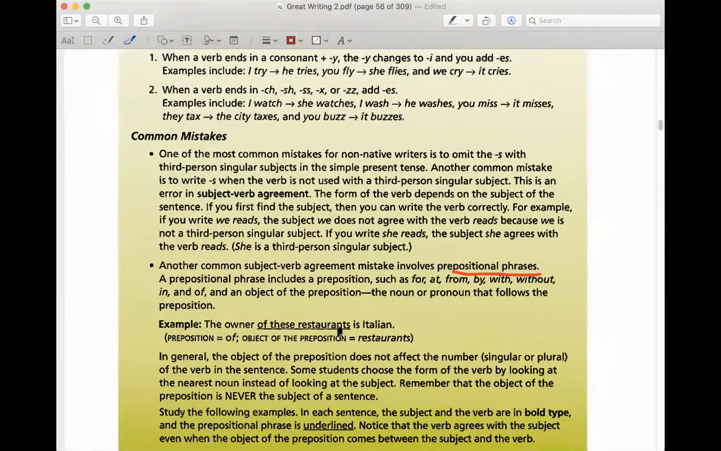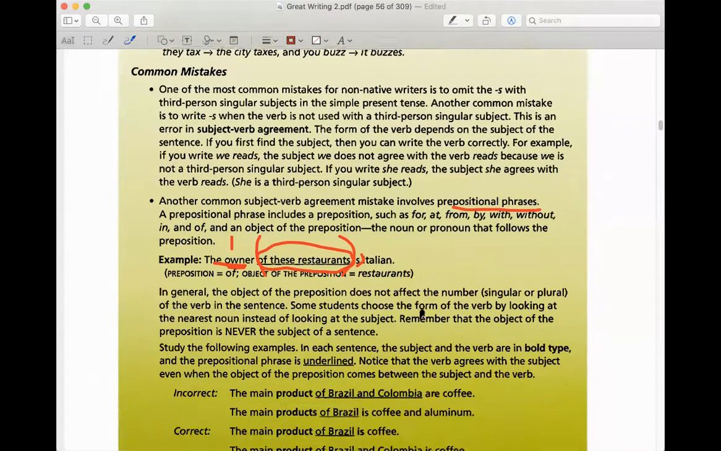The owner of these restaurants is Italian. Of these restaurants is not the subject, right? This sentence is about the owner. That's one person. He owns these restaurants. That's a prepositional phrase, of these restaurants. And so we need to say he. Think about it like this. He, okay, Italian. We wouldn't say he are Italian, right? We would say he is Italian.